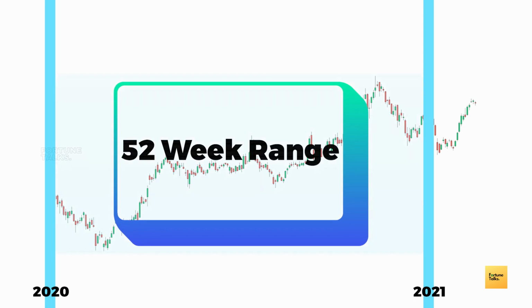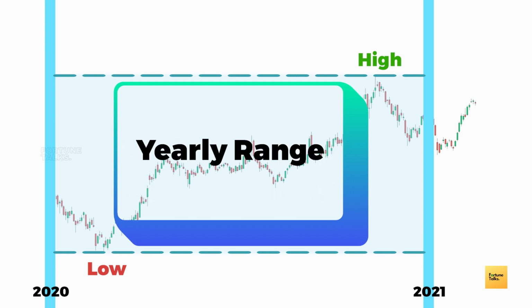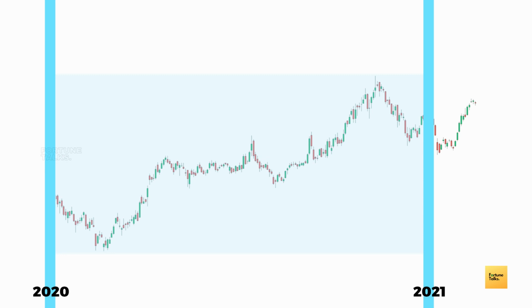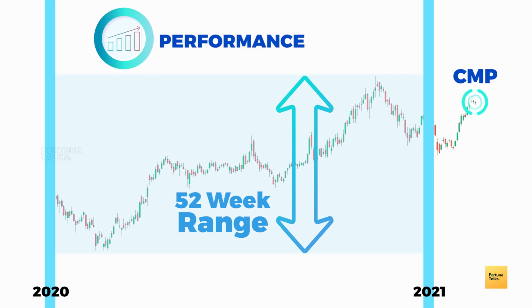The 52-week range is the difference between the highest price and the lowest price an asset has traded over the last 52 weeks or 1 year. So it is also called the yearly range. Technical analysts compare a stock's current trading price and its recent trend to its 52-week range to get a broad sense of how the stock is performing relative to the past 12 months.